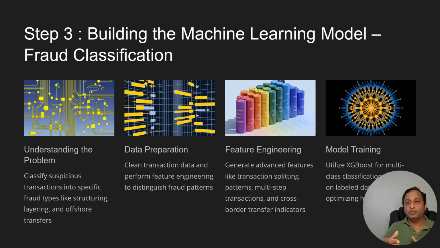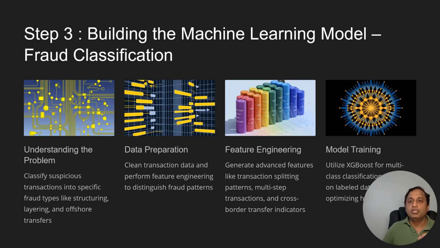Now that we have prepared and processed the data, the next step is to build a machine learning model to classify the type of fraud involved in each suspicious transaction. Our goal is not just to detect whether a transaction is fraudulent, but to determine what type of fraud it represents. For example, structuring, layering, or offshore transfer. So we approach this as a multi-class classification problem.